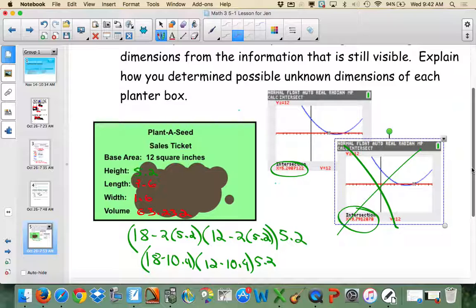So now you should be able to find intercepts where two functions are intersecting each other. You should be able to find zeros, so where the functions are crossing the x-axis, and you should also be able to find minimums and maximums, all by using that calculate function.